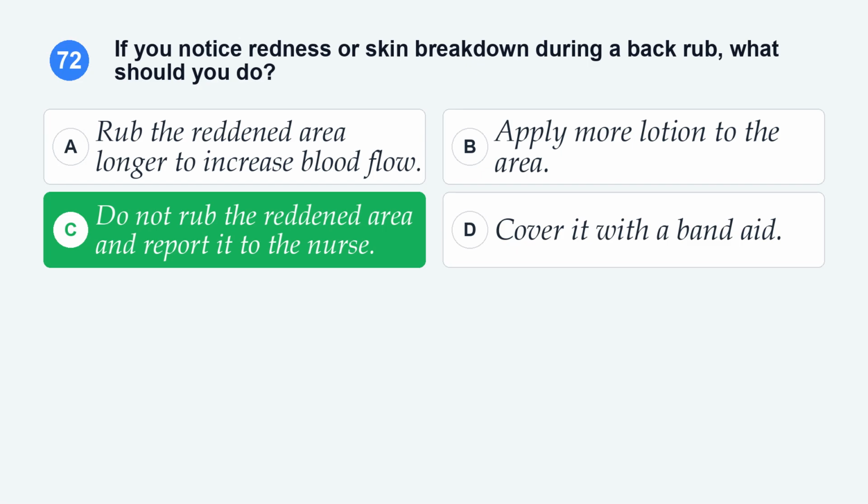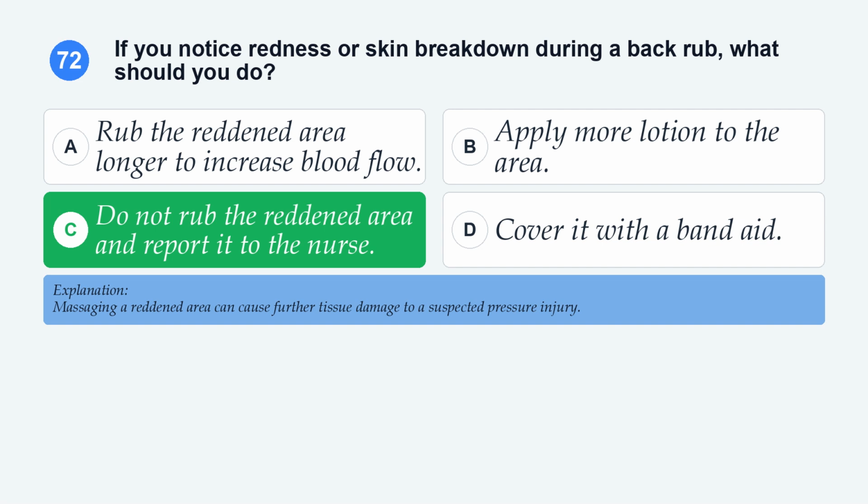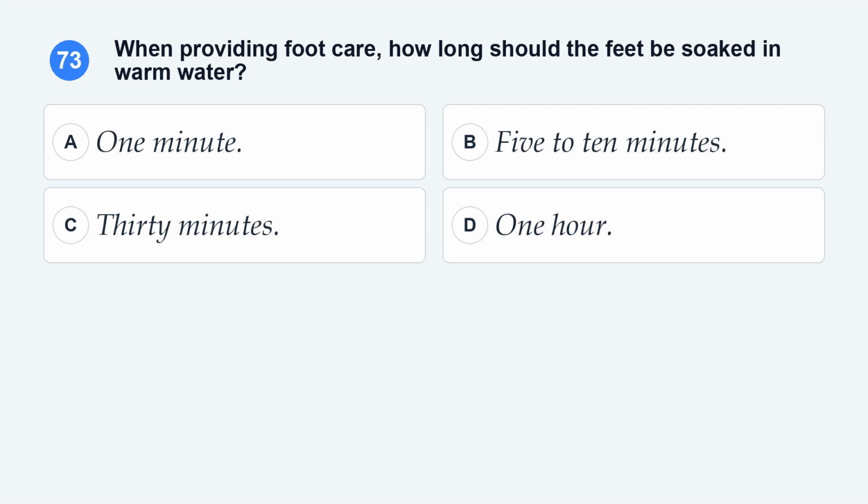The correct answer is option C. Do not rub the reddened area and report it to the nurse. Explanation. Massaging a reddened area can cause further tissue damage to a suspected pressure injury. Question 73. When providing foot care, how long should the feet be soaked in warm water?